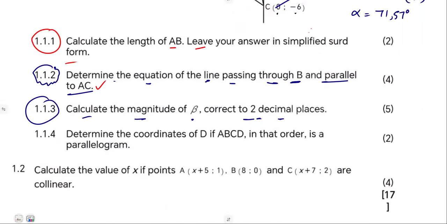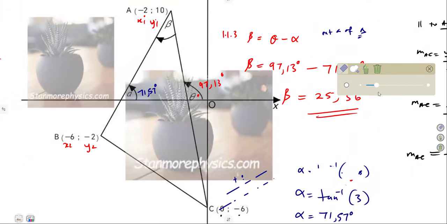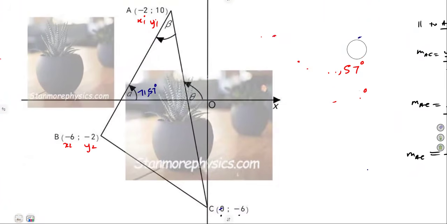All right, let us consider 1.14. Determine the coordinates of D if A, B, C, D, in that given order, is a parallelogram. So if we are given A, B, C, D in that order, let us consider the order that we are given and determine the coordinates of the point D. All right, so this is what we're going to do. Remember, we're told it is given in that order A, B, C, D. So from A to B to C to D.